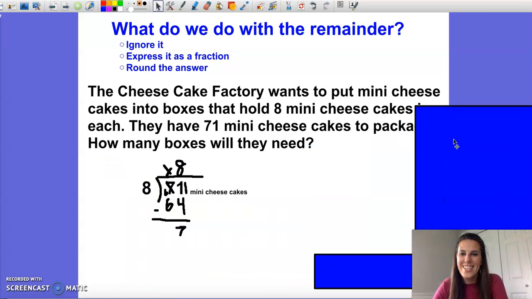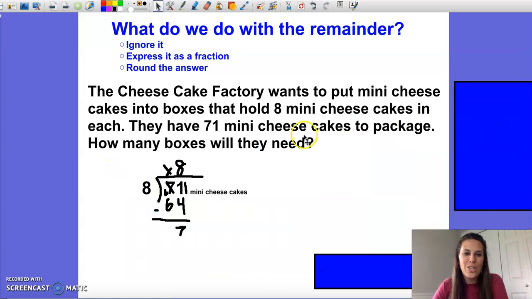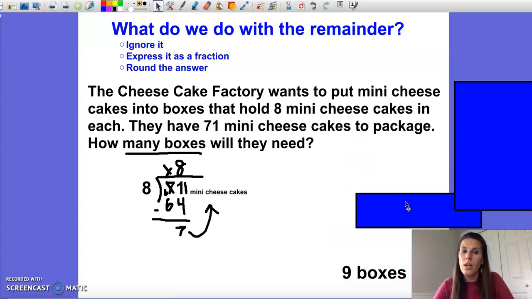All right, let's check. When you do your division, you're going to have a quotient of 8, and then you'll have 7 remainder. And what is that 7? It's 7 mini cheesecakes. Now again, the question says how many boxes? So those 7 need to go in boxes. So this is a time where you're going to round your answer up, and it makes sense to have now 9 boxes.